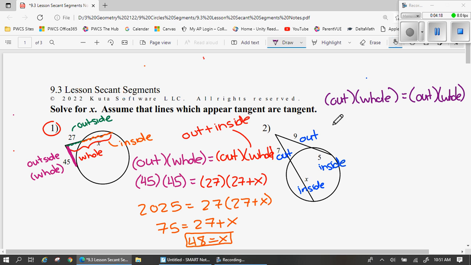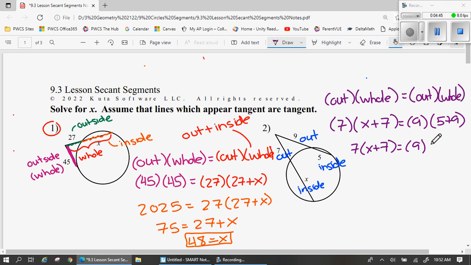The outside of this first one is 7. The whole segment is the inside plus the outside. The inside x plus the outside 7. This one here, the outside is 9. The whole thing is the inside plus the outside, 5 plus 9. So we can clean this up a little. 5 plus 9 is 14. I can do 9 times 14. You could distribute this 7 into the parentheses, but what I'm going to do is divide both sides by 7.